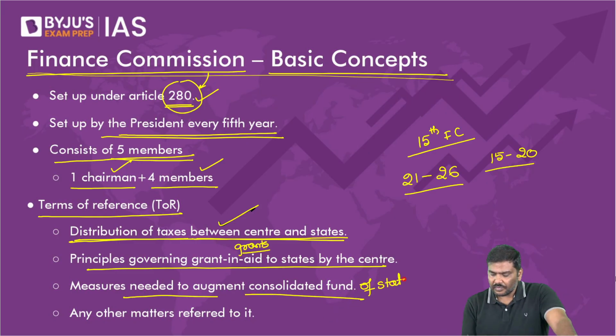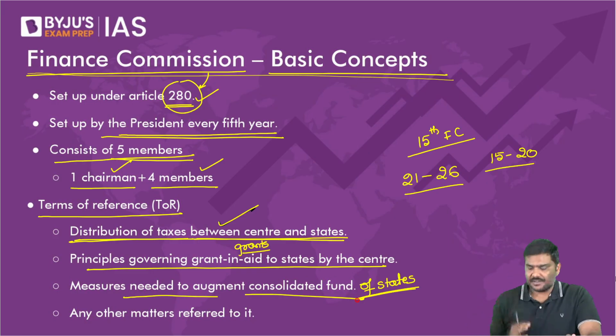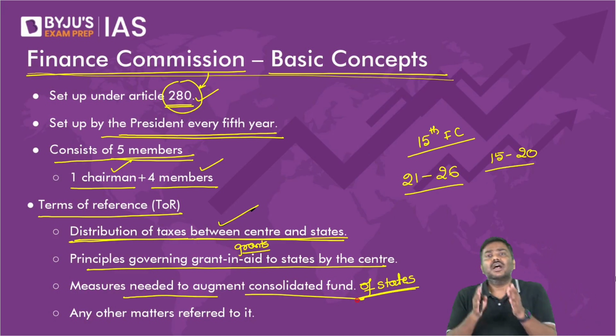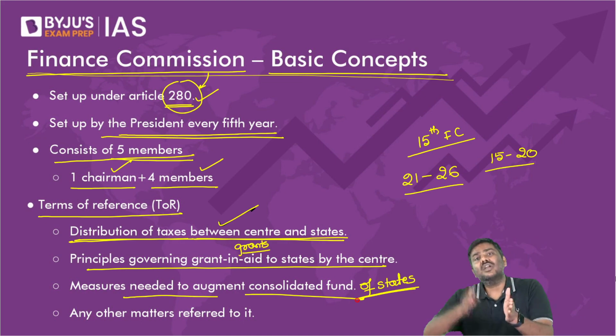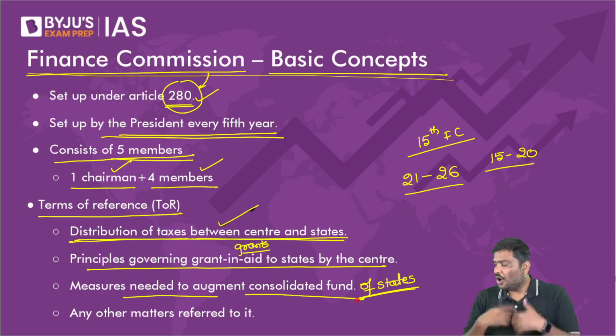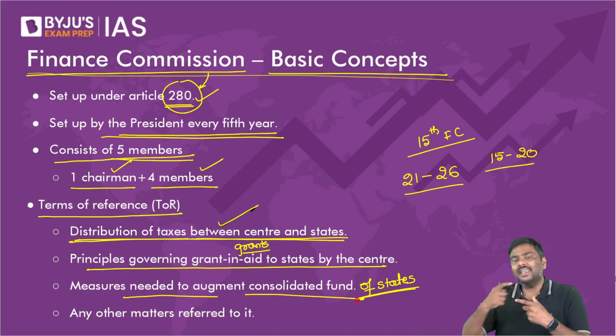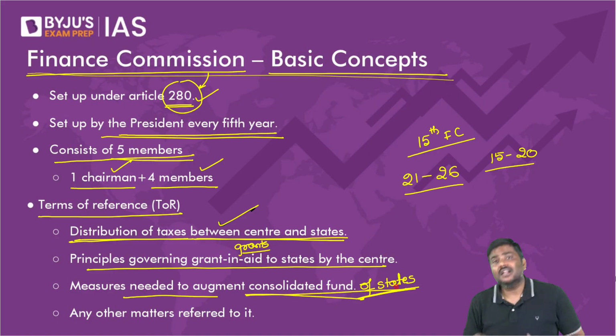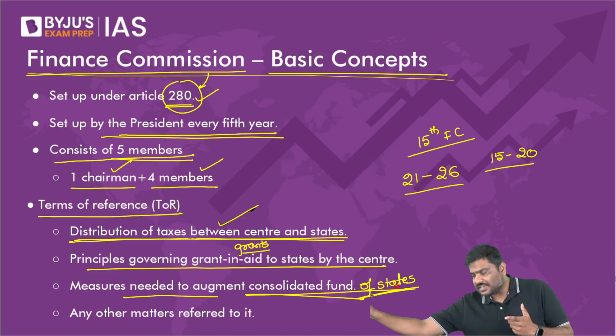We have the consolidated fund of the states. Now the question is, how do you increase the consolidated fund of the states? Augment means collect. Augment means increase. How do we increase the money under the consolidated fund of states? How do we increase the money under that?